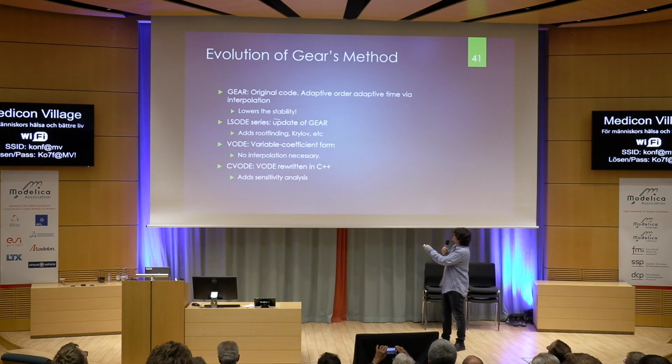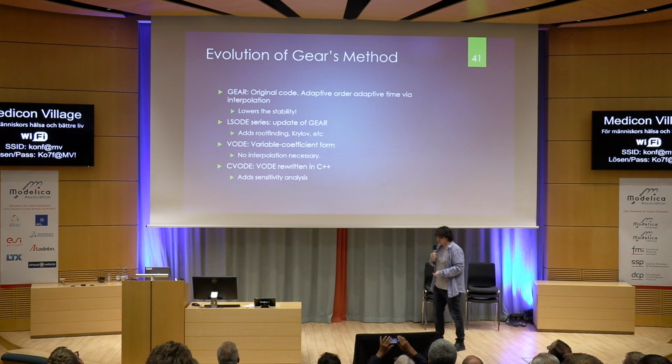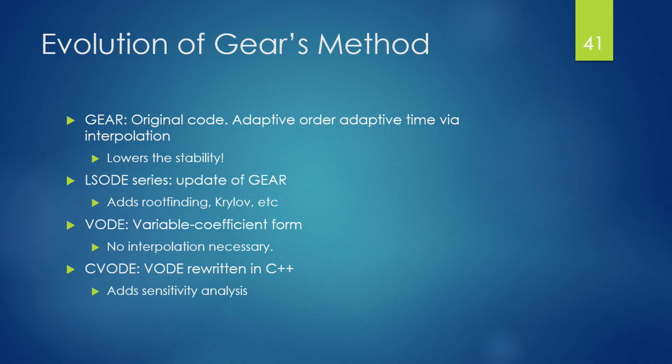It's basically as old as computers itself. You start with Gear's method, but what they did was they used an adaptive order, adaptive time method, and whenever they adapted the time, it would change the time points in the history that you need to use. And so they said, well, if we don't know the right points in history, we'll just use an interpolation to get those points.